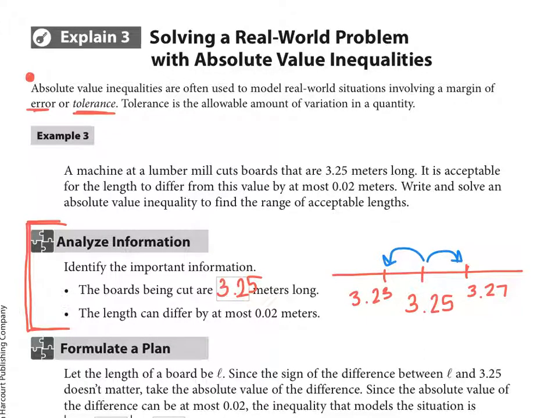So if we think about the solution here, I could have a board that is 3.25, or I could have a board that's 3.27, that's also acceptable, or 3.23, or really anything in between there. So it's not like it has to be exactly 0.02 meters off, right? It doesn't have to be that off. It just has to be that or less. So then our solution set now is not just specific points, but it's this whole range of points right here.